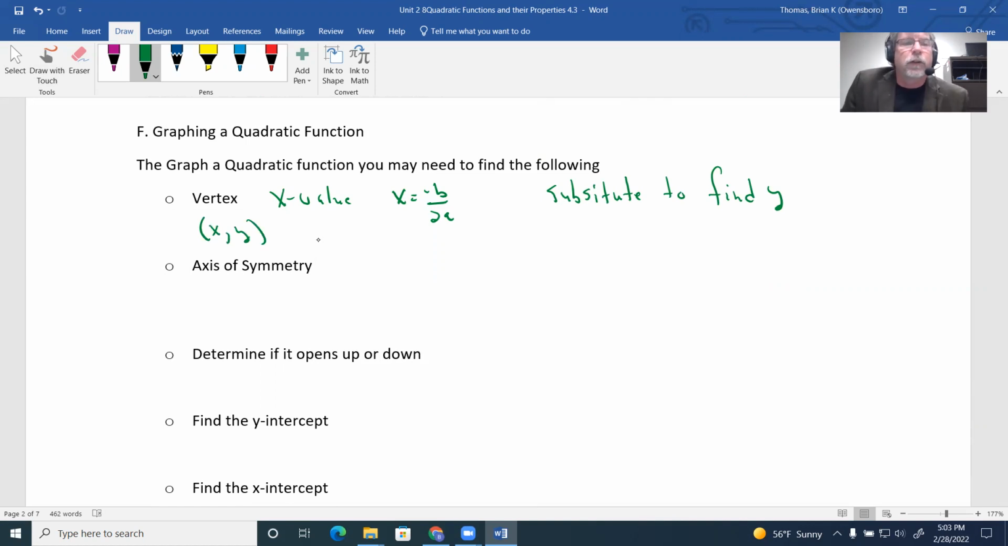And remember, if the graph opens up, the vertex can be a minimum. If the graph opens down, it is considered a maximum point. The axis of symmetry is simply going to be x equals negative b over 2a. So remember, it's really just the x value of the vertex.